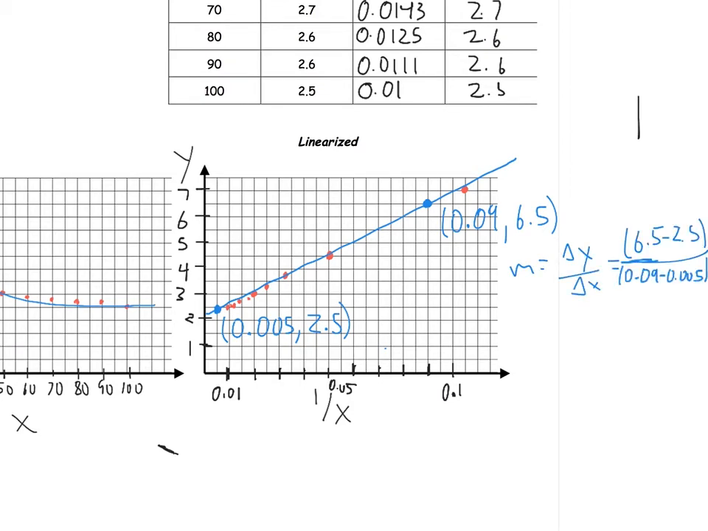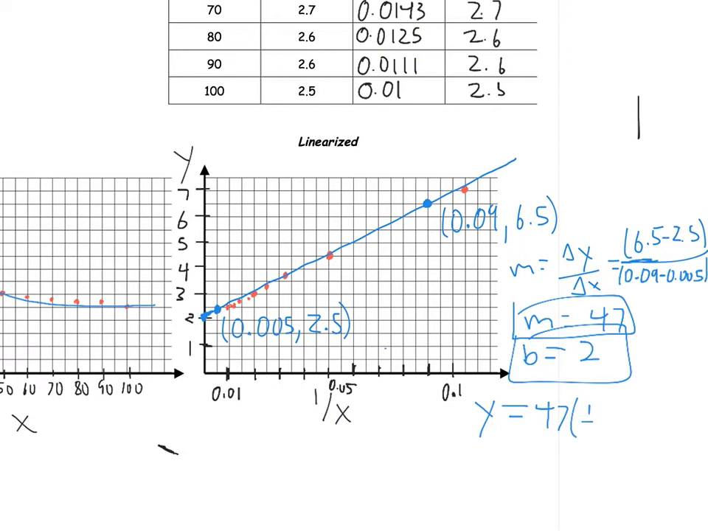And so what I end up getting for my slope there is 47, give or take. You obviously might have gotten a slightly different one depending on which points you picked. And then I look at my y-intercept, and it looks like we intersect right around 2 here. So I'm going to say that's my y-intercept, which means that the equation for this line is going to be y equals 47 times 1 over x plus 2.